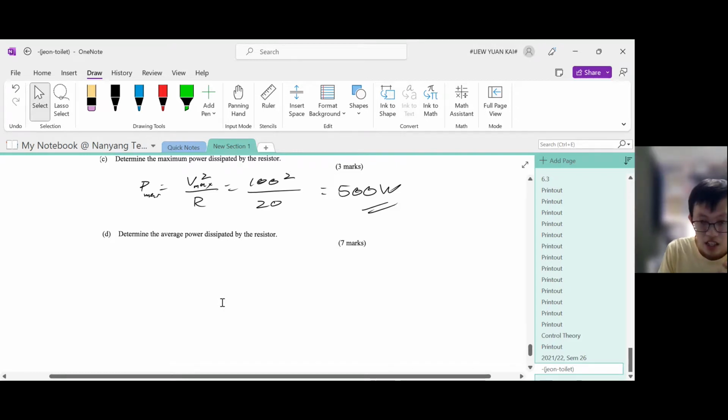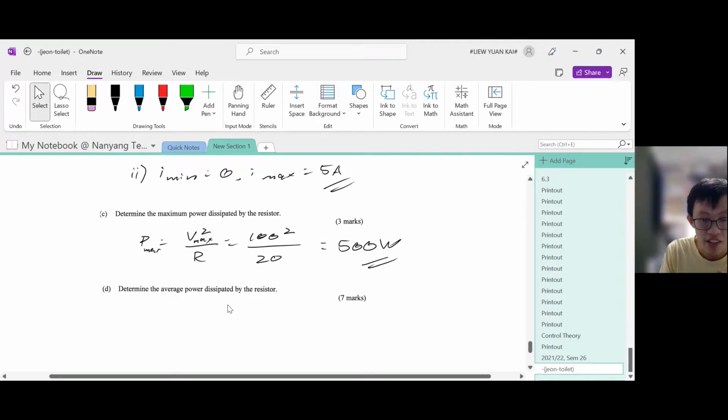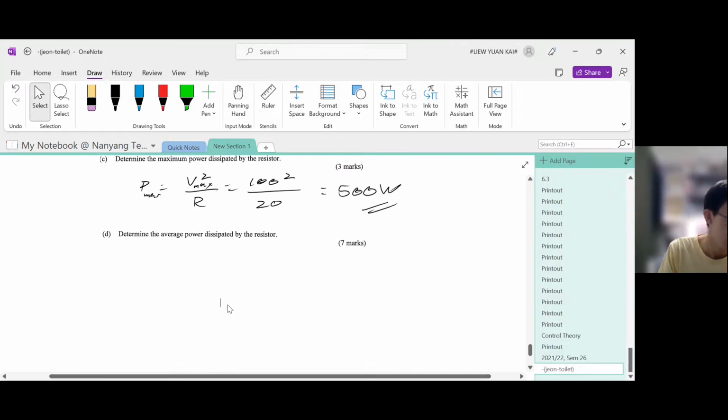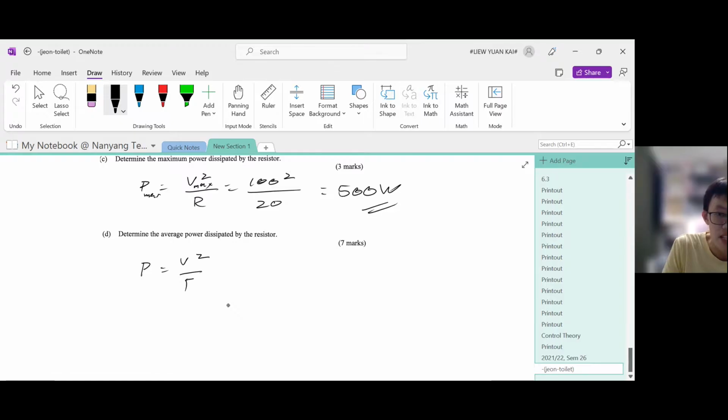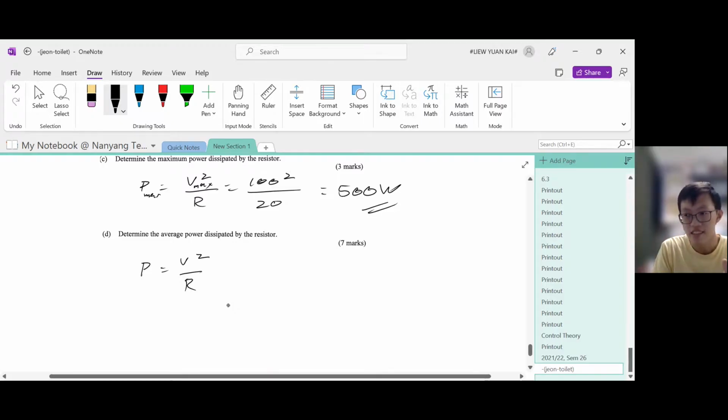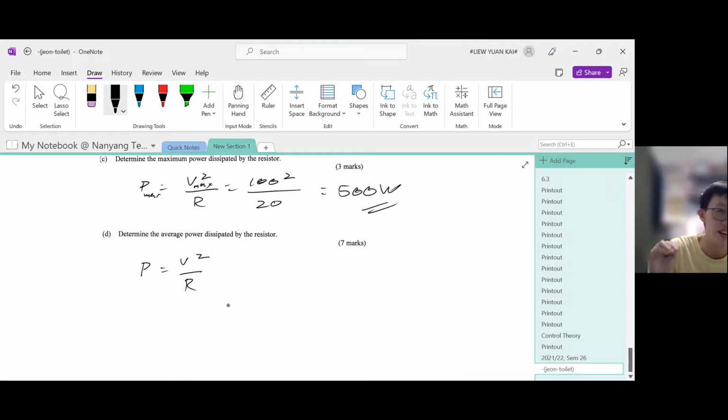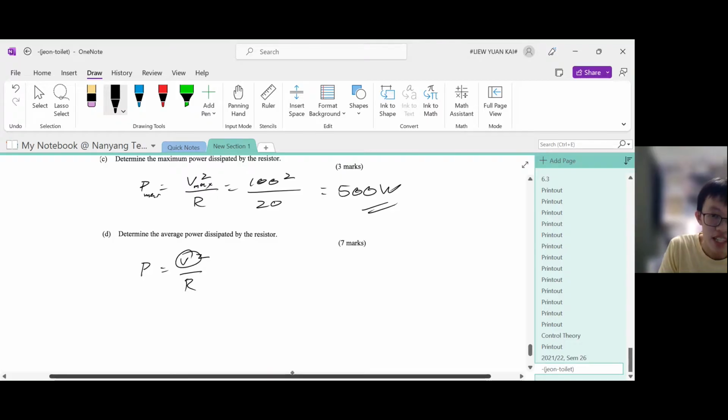Okay, so for time varying sources, let us go to the simple case. In the simple case, we can use V squared over R in DC settings, right? In DC, the current is constant, the voltage difference is constant, so I can use this. But the thing is, in this question, V changes with time, right? The V is not constant.